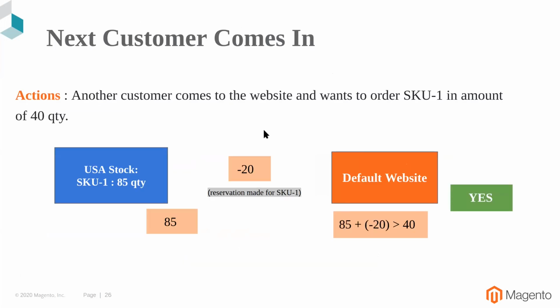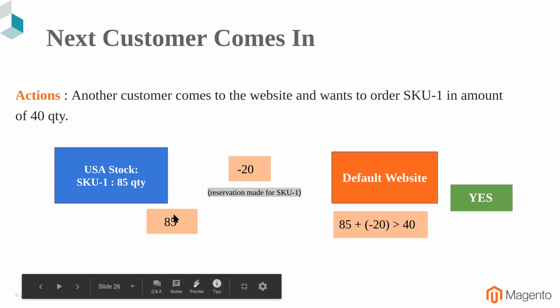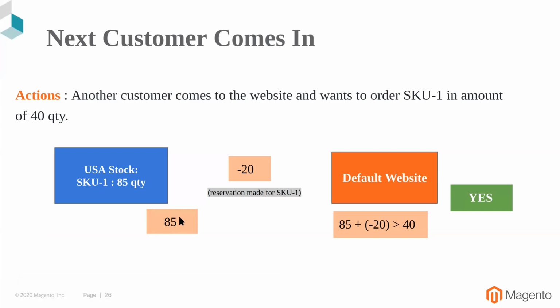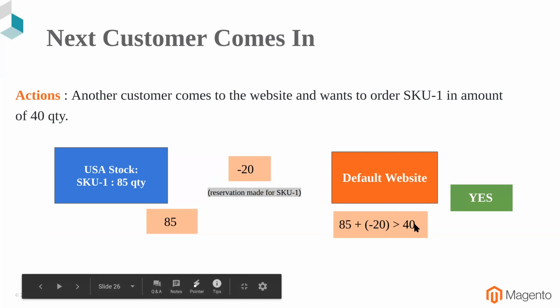Next, before processing that order, the next customer comes in and tries to add a quantity of 40 for the same SKU. Now what will happen? Magento calculates whether that customer is eligible for checkout using that formula. It checks the actual stock index quantity from the inventory_stock_[stock ID] table, plus all the reservations made for that SKU, and of course it is greater than the requested quantity. So yes, he is eligible for checkout.